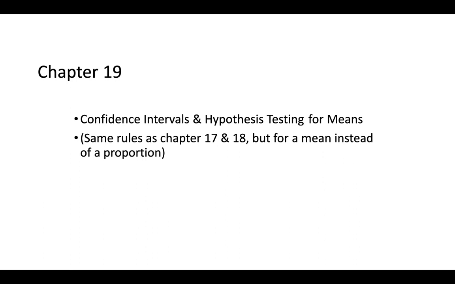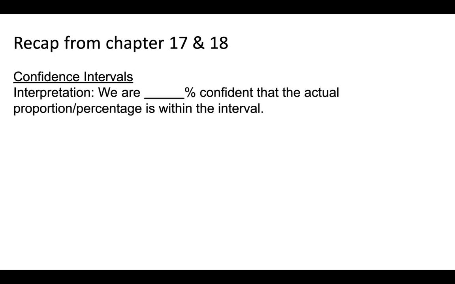The only difference in this chapter is that instead of doing confidence intervals and hypothesis testing for percentages or proportions, we're going to be doing confidence intervals and hypothesis testing for means. That is quite literally the only difference, so there really aren't any new notes. But just to quickly review, a confidence interval tells us what percent confident we are that the actual percentage is within the interval.